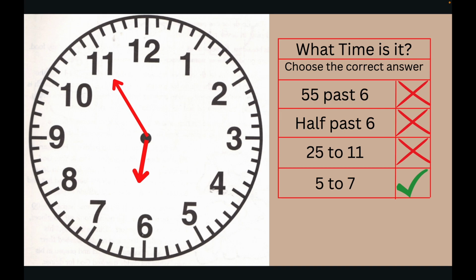So remember, when we split the clock in half, the left-hand side is to the hour. But we've got to look at the next hour that it is. So the big hand is pointing to the 11, which would normally be 55. But because we're looking at to the hour, it is 5 minutes until you hit the next hour. And the little hand is between the 6 and the 7, meaning it's going to be 7 o'clock in 5 minutes. So we say 5 to 7.